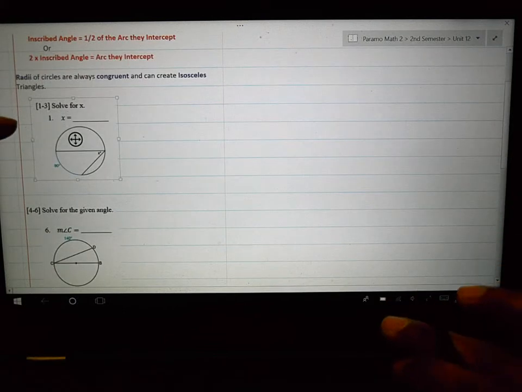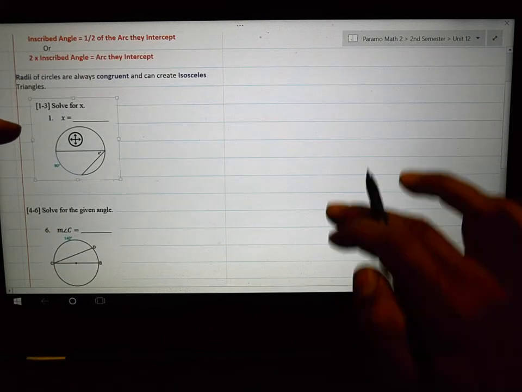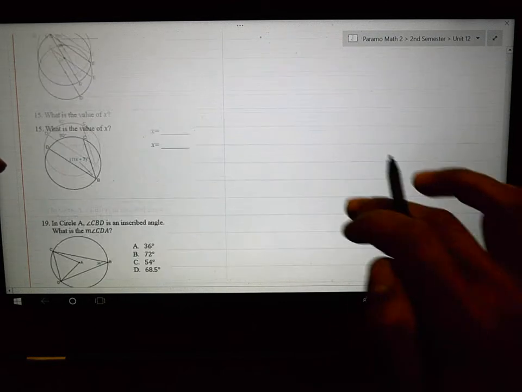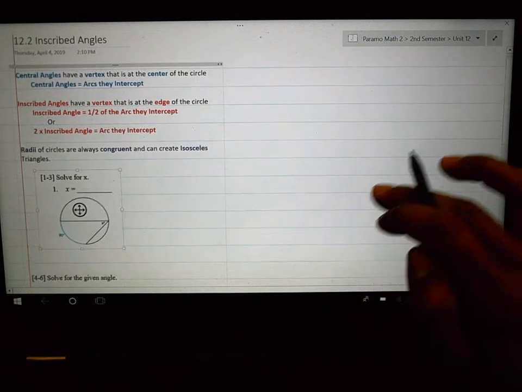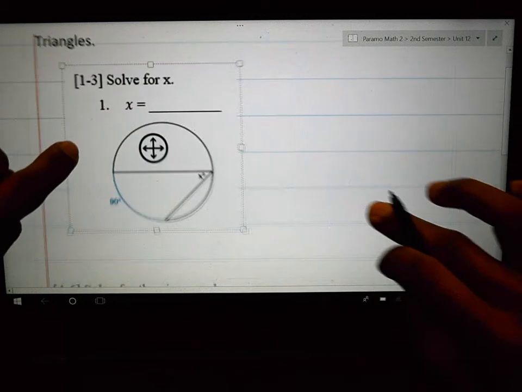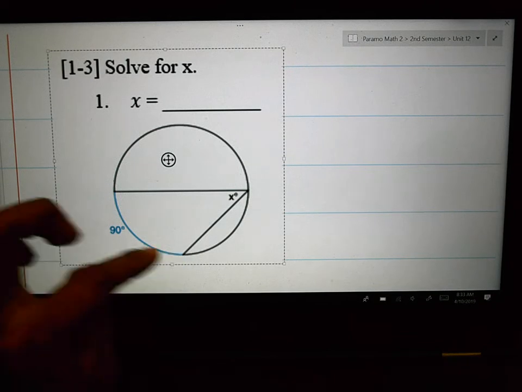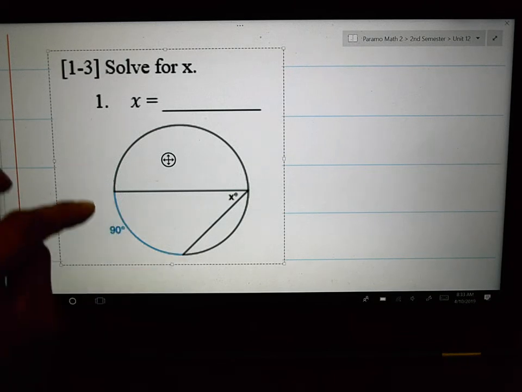So, with that being said, the examples I've chosen for you that you have on the worksheets are number 1, number 6, 8, 15, and 19. So I have 5 examples, and some of them will go really, really quickly. Okay? This is number 1 on your worksheet. The first thing it says is figure out what x is. And they tell you that this arc is 90 degrees.